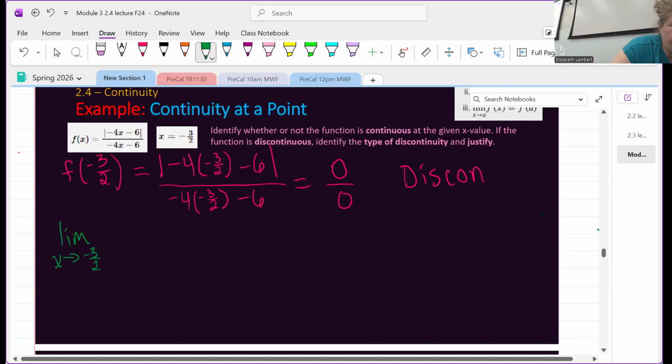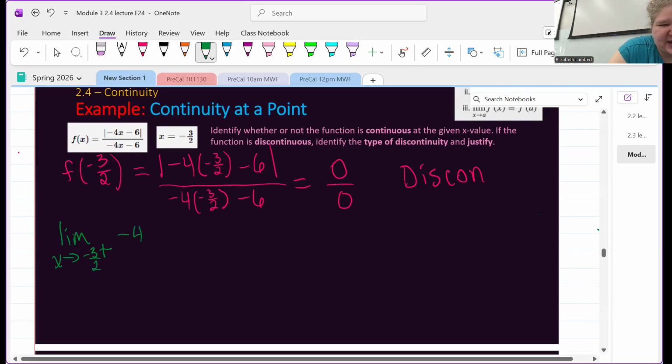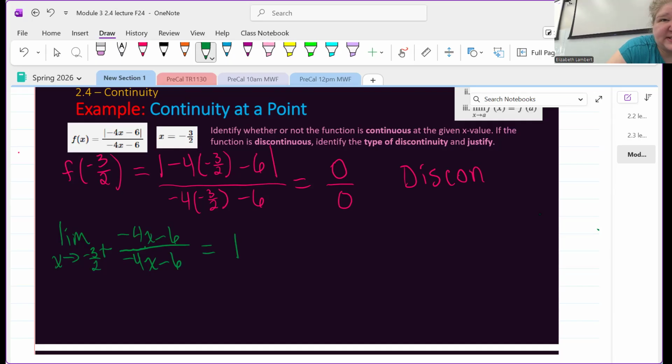All right, so I'm going to switch up the order here. I'm going to do the positive side first. So the limit as x approaches -3/2 from the positive side. When we're on the positive side of a number, that absolute value is just going to be the thing itself. So I can just write this as -4x minus 6 over -4x minus 6. And then they completely cancel out and I get +1 because it's exactly the same thing on the top and the bottom.